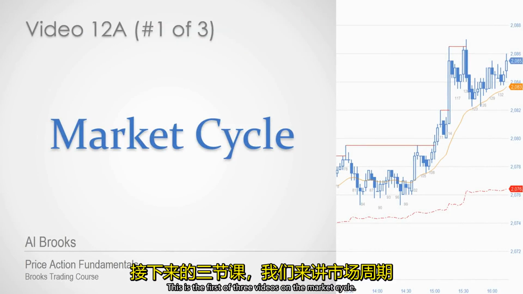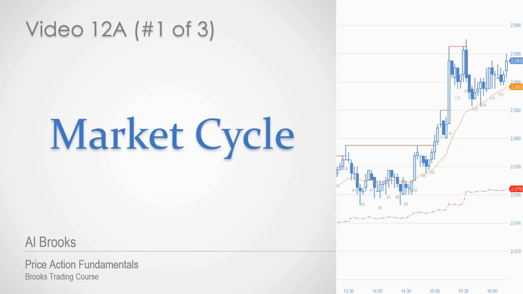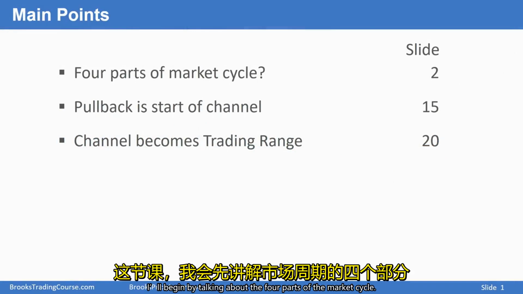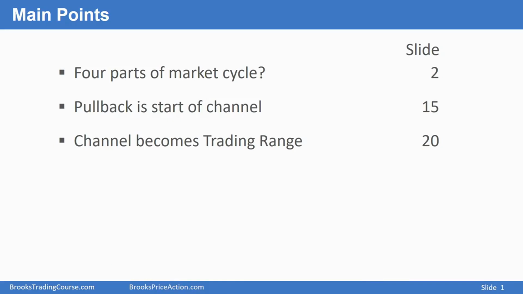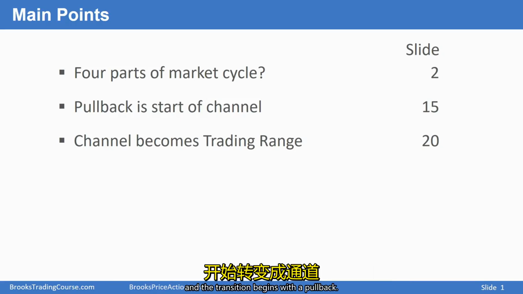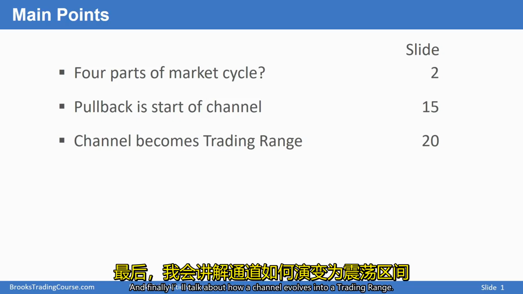This is the first of 3 videos on the market cycle. I'll begin by talking about the 4 parts of the market cycle. Next, I'll talk about how a breakout transitions into a channel, and the transition begins with a pullback. And finally, I'll talk about how a channel evolves into a trading range.